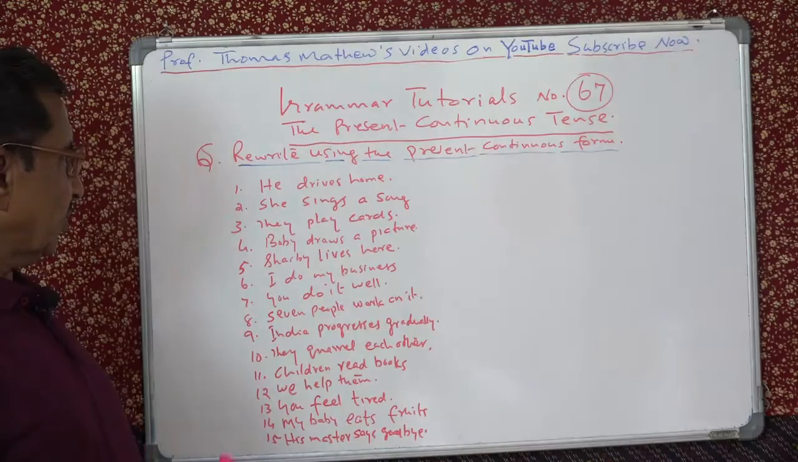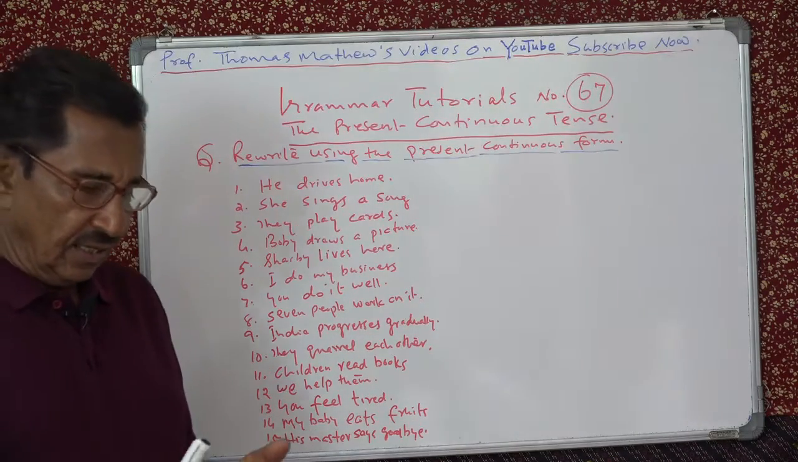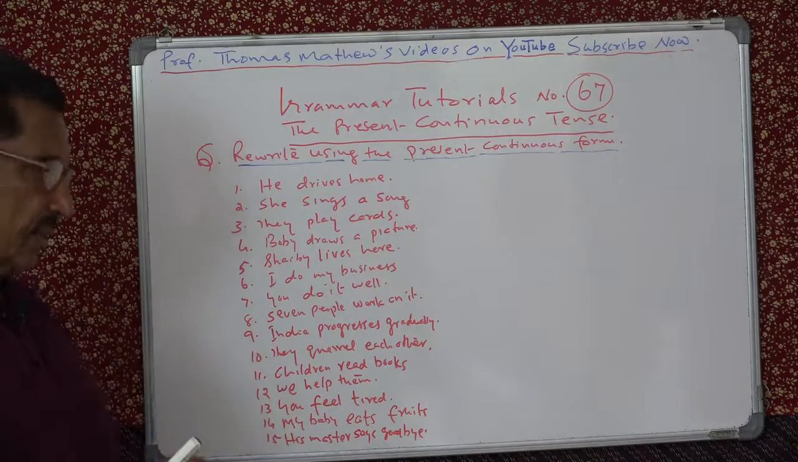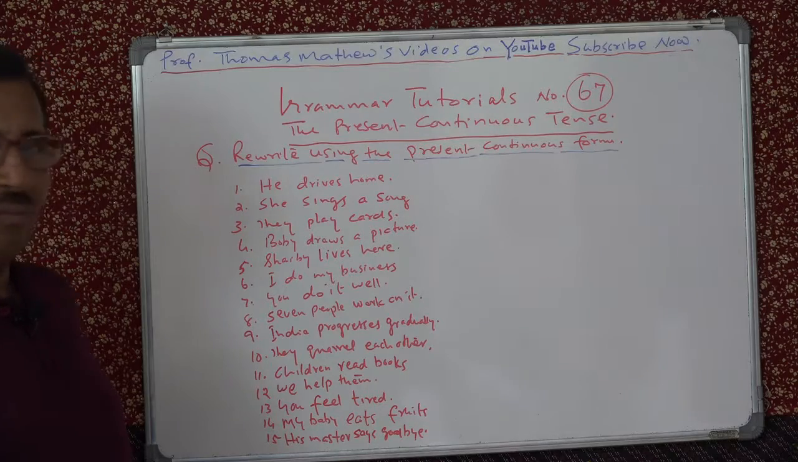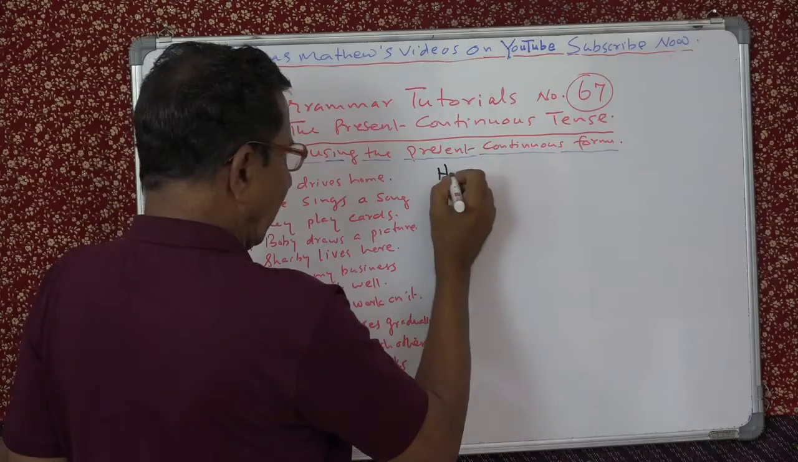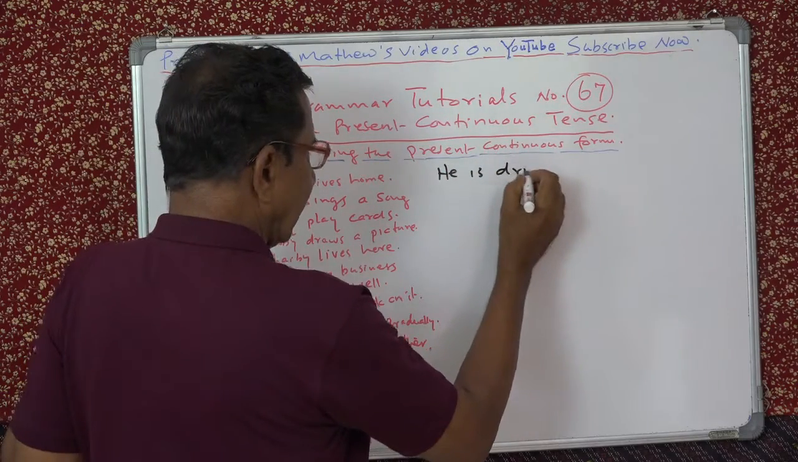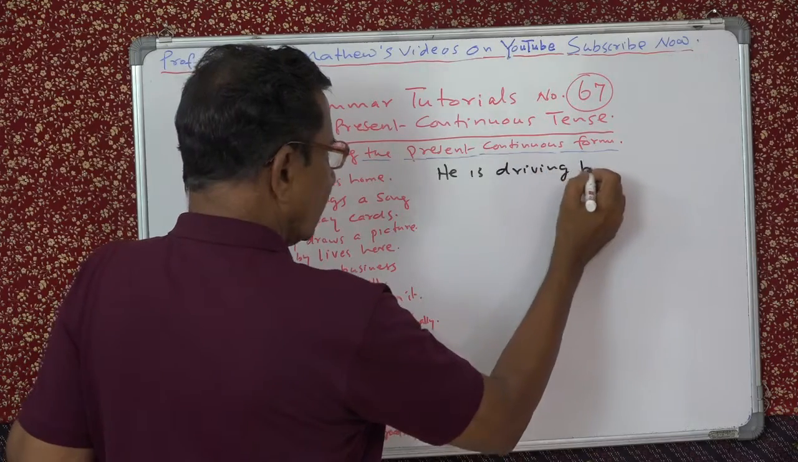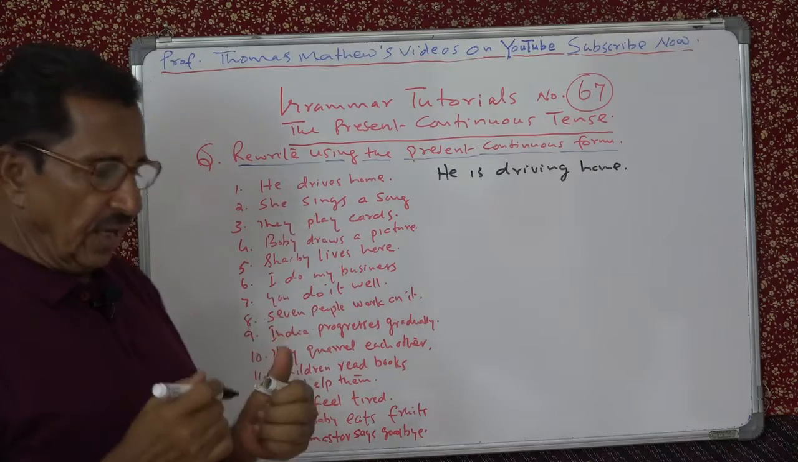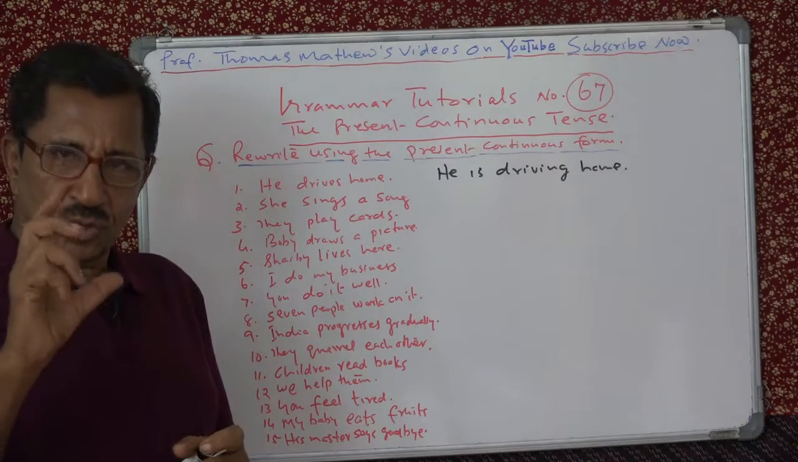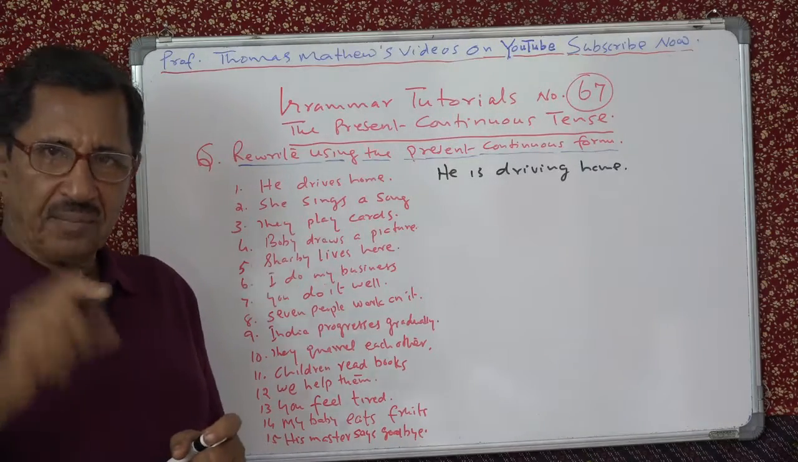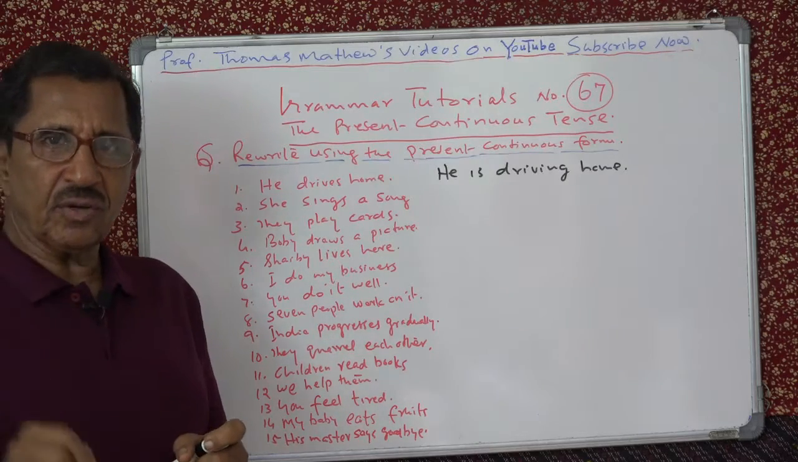Very simple. No? First one I will do for you, and then the remaining 14 you have to do for yourself. Alright? Yes, let's begin. He drives home. So what will be the present continuous form? He is driving home. So now you know the form, isn't it? Let us say ing and also the suitable form of the verb to be. The present forms of the verb to be are is, am, are. So here it is third person singular, so you have to use is.